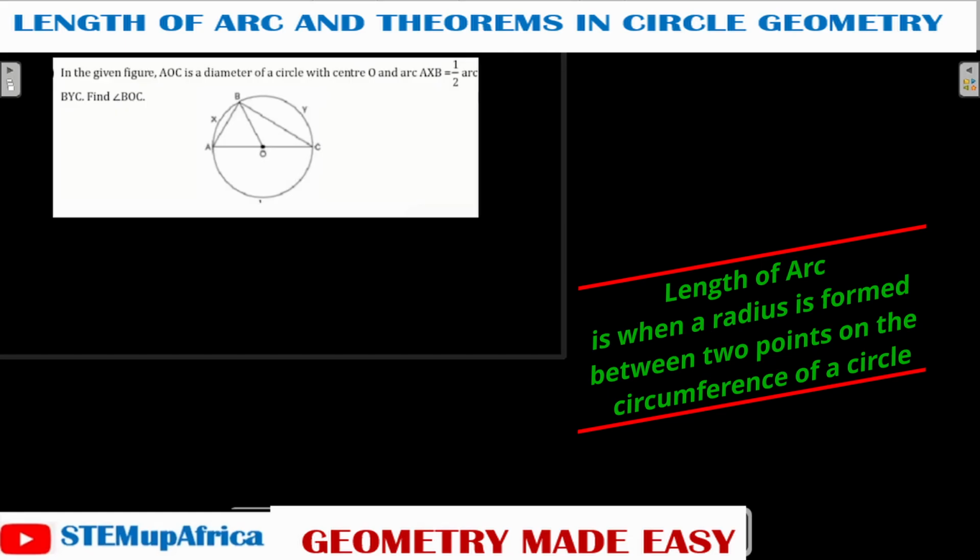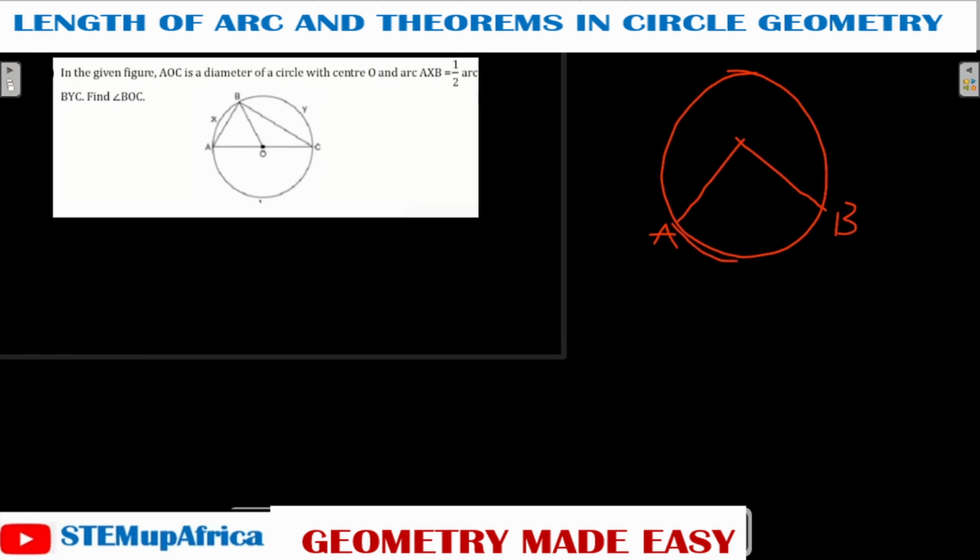So today we are looking at a question that combines length of arc and theorems in circle geometry. We all know length of arc is when a radius is formed between 2 points on the circumference of a circle. If I have this circle from the center, let me call here point A, B.